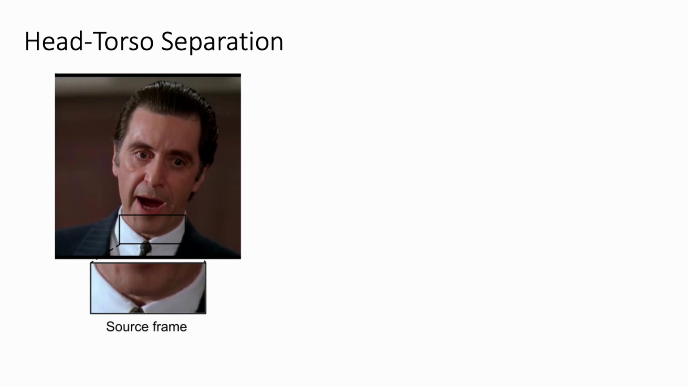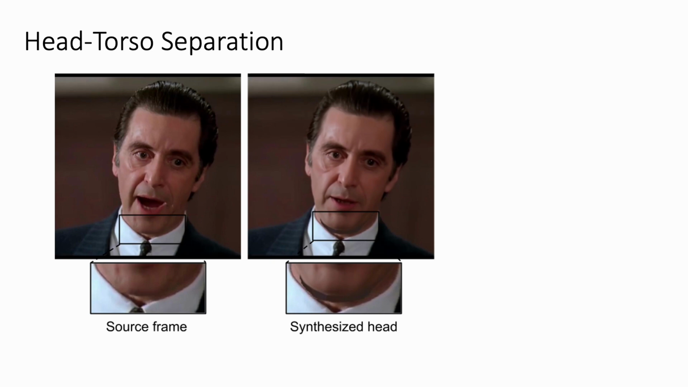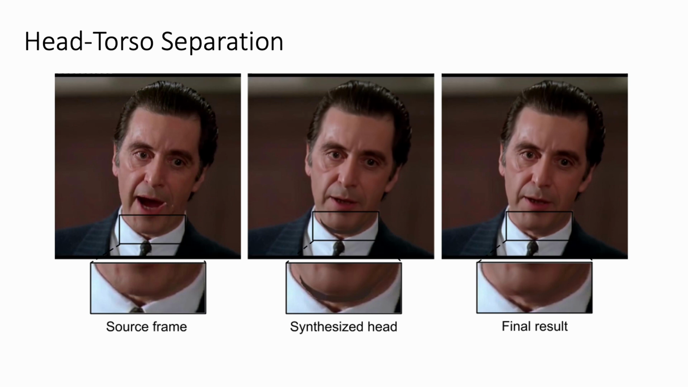In some cases, we have noticed a head-torso separation. This happens when the source phoneme is very different from the target phoneme, and as a result, the synthesized head is separated from the neck. We fill the missing neck region using a generative model for inpainting, pre-trained on human faces.